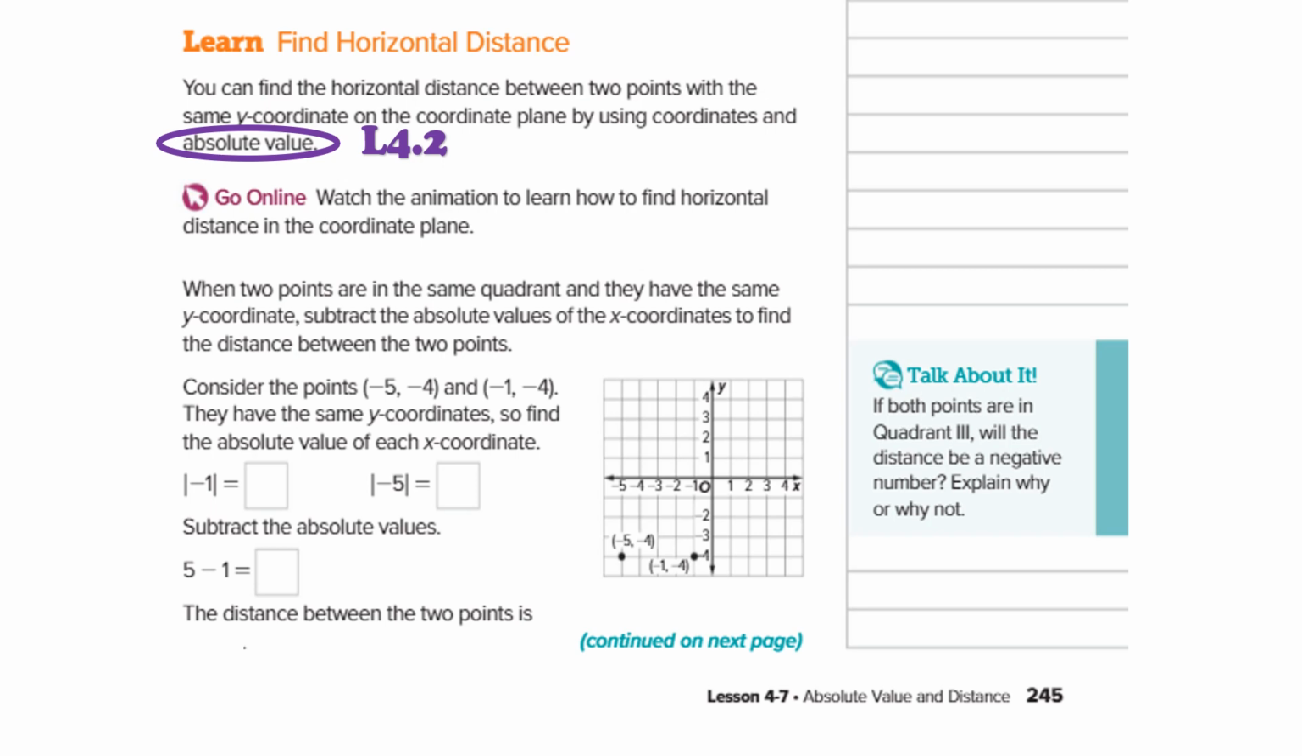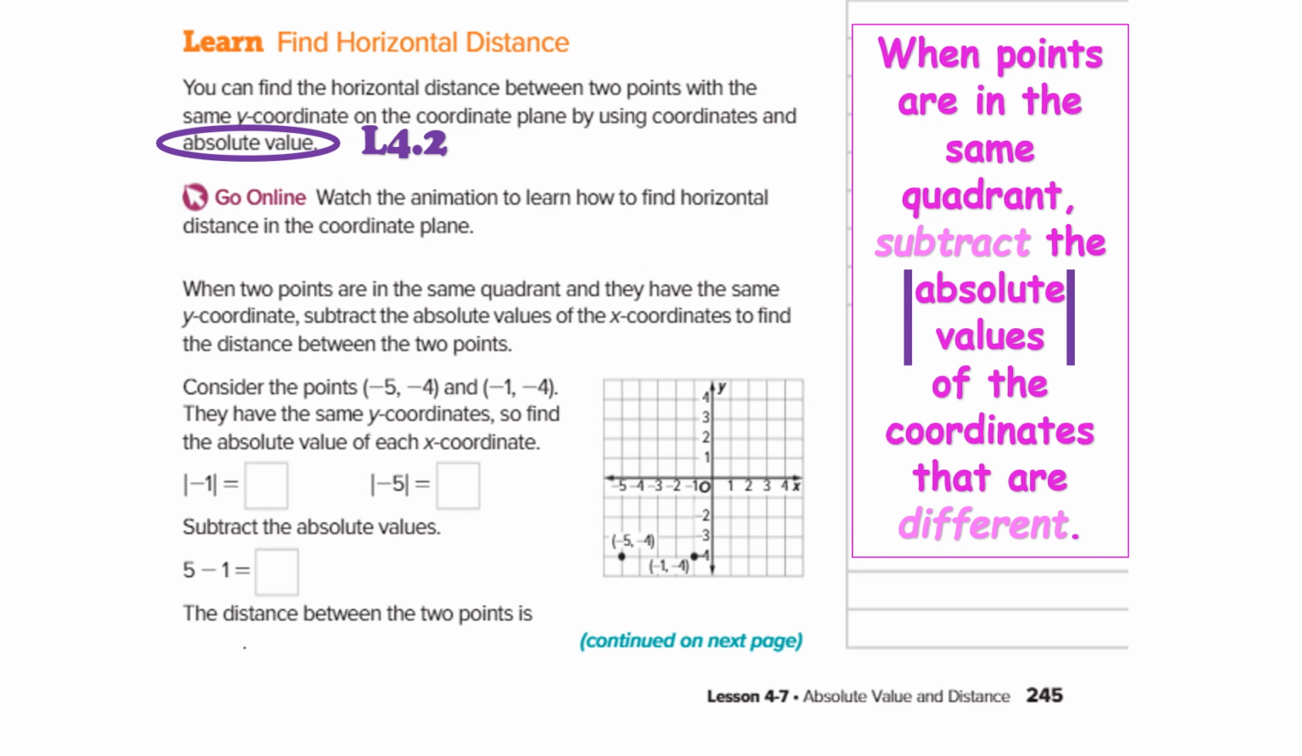So once again, it's going back to the idea of absolute value, which was in lesson 4.2, and finding the distance between the numbers. Now, when I'm looking at them then, once again, I have to be able to figure out, am I going to add or am I going to subtract? So this note is important.